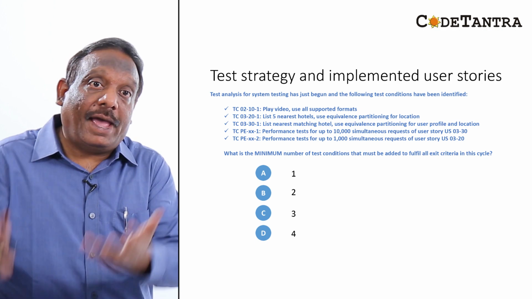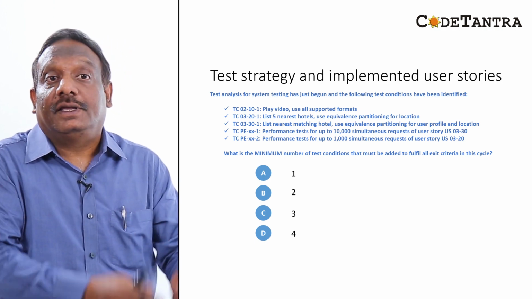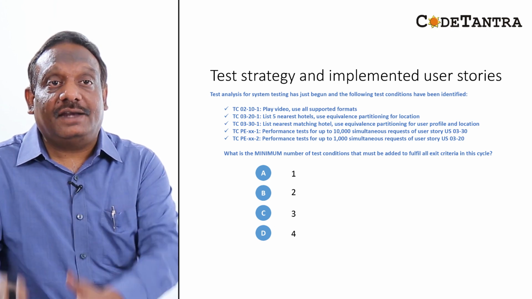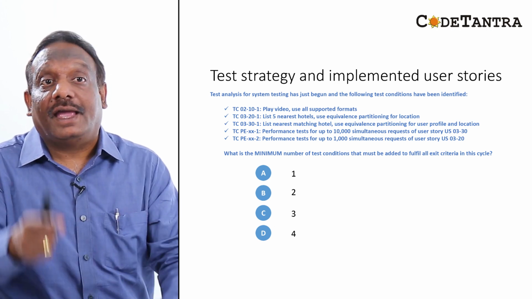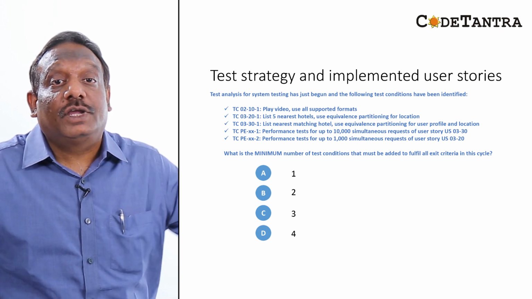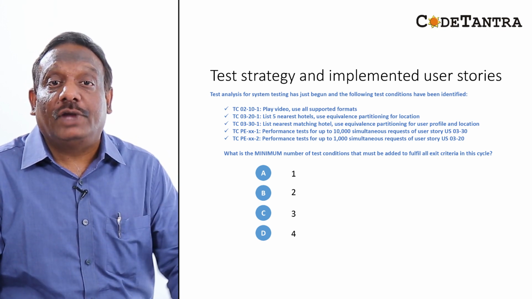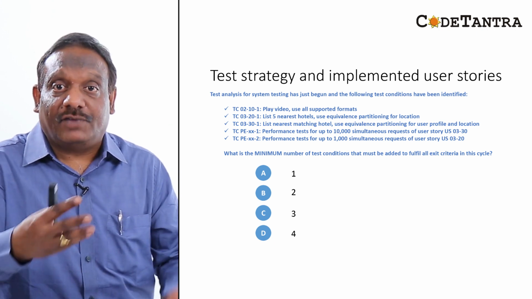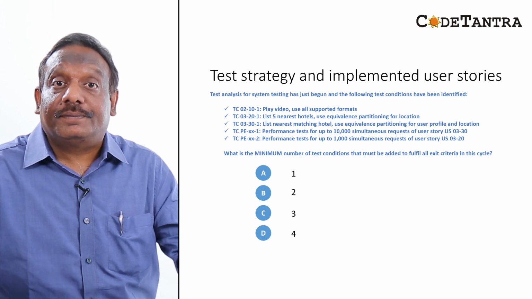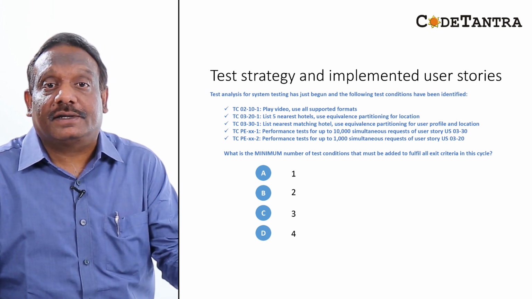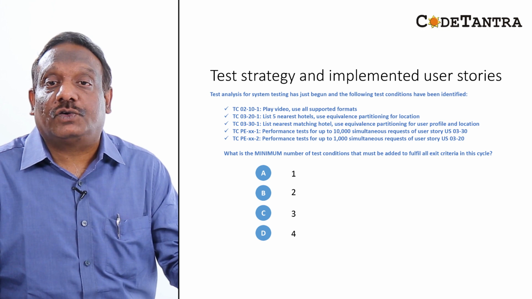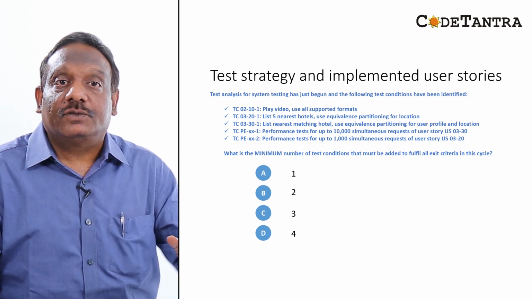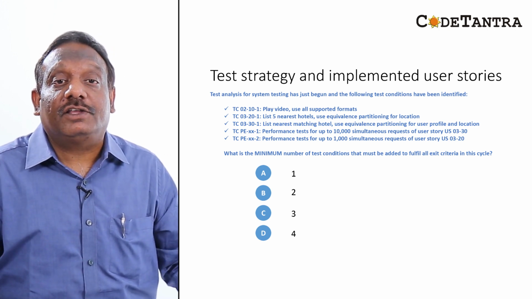For that you have to go back, trace back to your user stories, acceptance criteria, test strategy, and the test conditions, and trace them back and find the missing elements. So here what might be missing? We have 4 user stories. There is play video for selected hotel, functional as well as performance, play background music, and search for 5 nearest hotels, very high priority, search for nearest matching hotel, high priority. So now given this situation, what is missing?